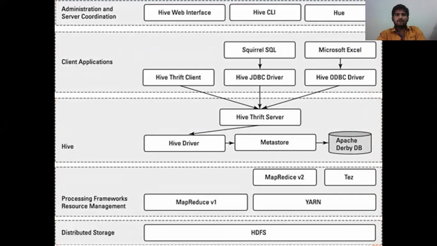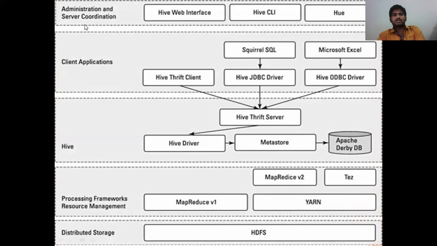See this: administration of client and server, administration and server coordination. The Hive web browser, Hive CLI and so on are used for administration purposes. These are the client applications. Hive and these components stand on HDFS 1, MapReduce 1, MapReduce 2, version 2, and Tez and YARN. This total stands on HDFS. This is the architecture diagram.